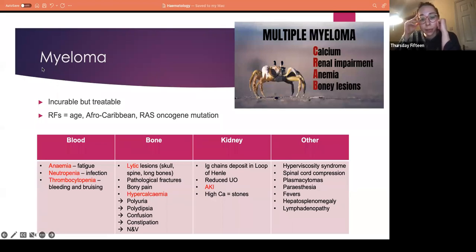And then this bony involvement can lead to spinal cord compression. You can get plasmacytomas, so like big tumours of plasma cells, paresthesia, fevers, hepatosplenomegaly, and lymphadenopathy as well.